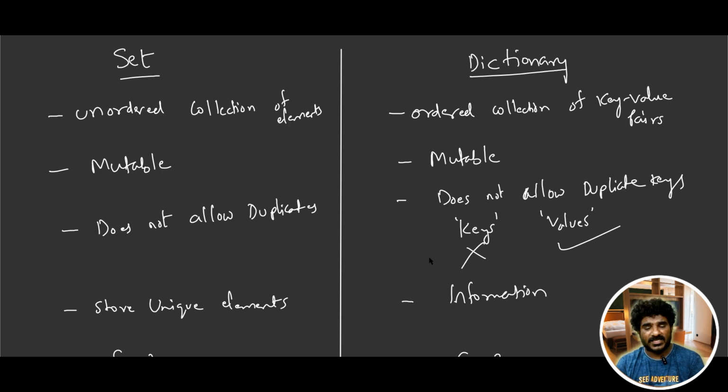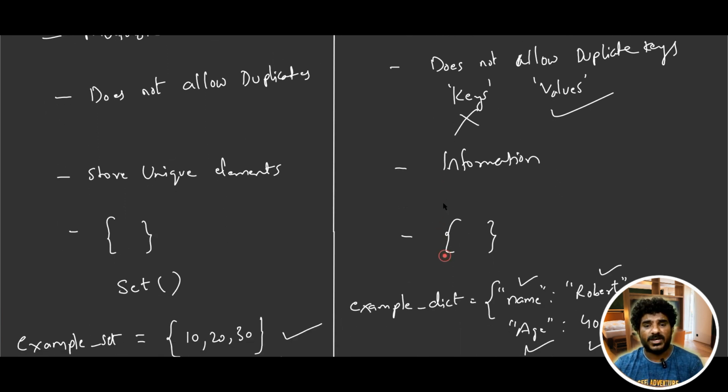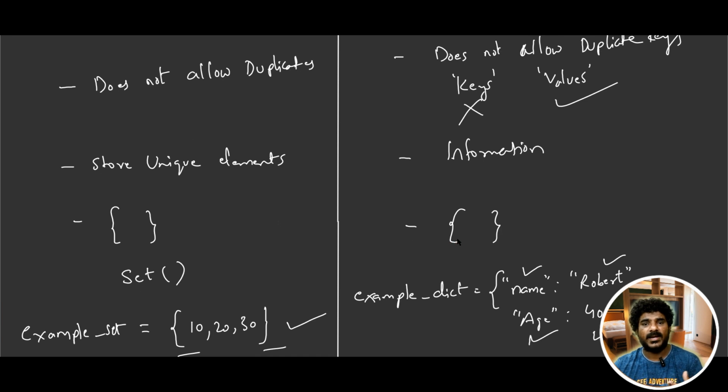Okay guys, that's it from my side for this video. In this video, we understood the two most important data structures in Python, set and dictionary. We also saw the basic difference between these two and a few of the functions. And then at the end, we ran a sample Python code to understand these differences.